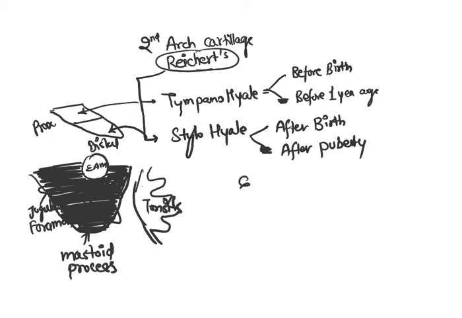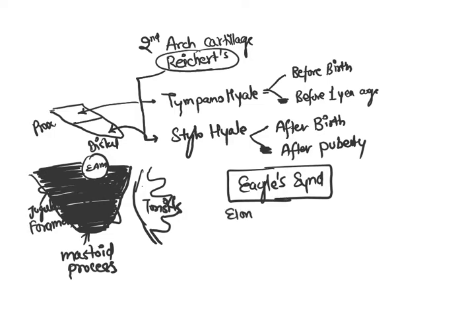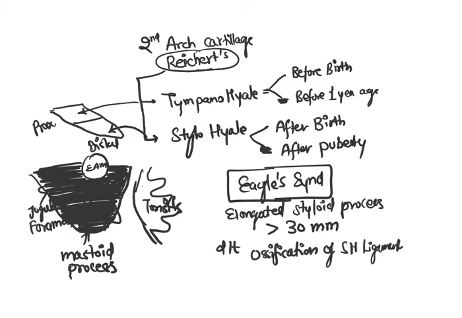So there is a pathology which is known as Eagle syndrome. Patients present with odynophagia due to the elongated styloid process. How elongated? The styloid process should be more than 30 millimeters in length to call this diagnosis Eagle syndrome. And why does it get elongated even after puberty or just before puberty? Usually it is thought to be due to ossification of the stylohyoid ligament, which is present between the tip of the styloid and the lesser horn of the hyoid.